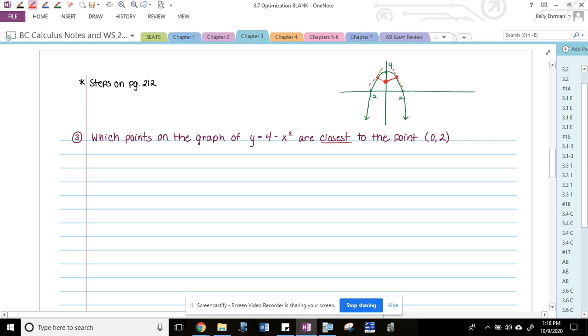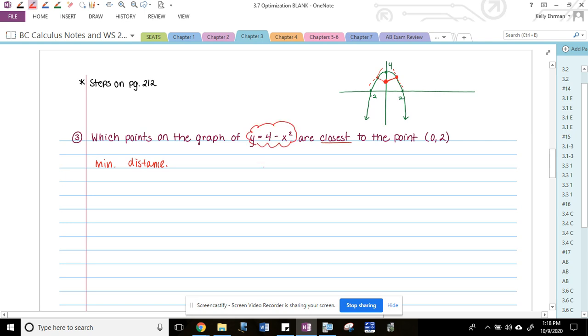Closest means minimum distance, right? And yeah, if I want the distance between 2 points, I can use the distance formula. So I want to minimize the distance. And what else did they give me? They actually gave you the equation to use.